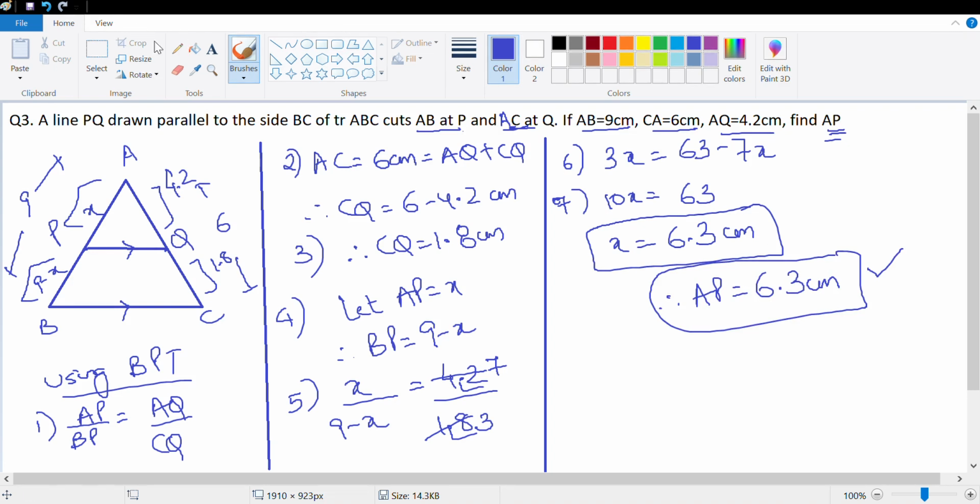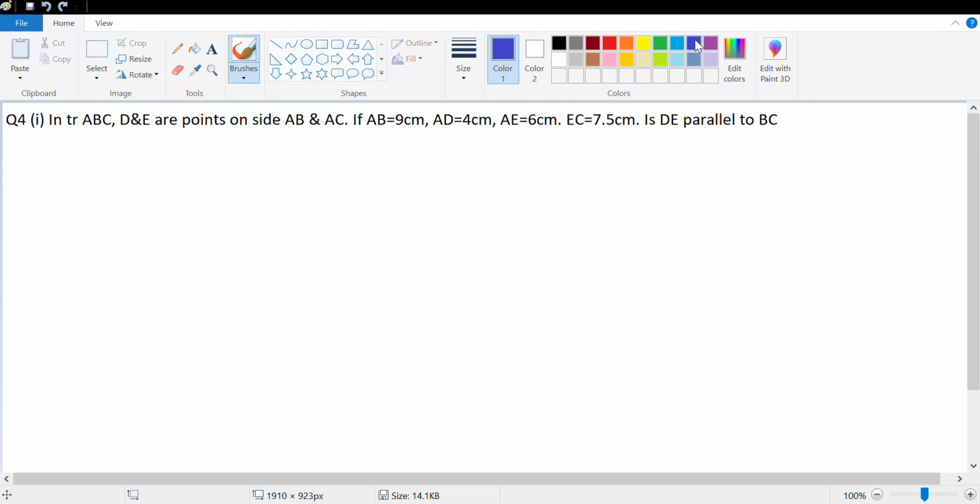The next question that we solve is question number 4, part 1. It says in triangle ABC, D and E are points on the side AB and AC. In a rough diagram, please. In triangle ABC, D and E are points on side AB and AC. So if this is point D and this is point E, AB is equal to 9 centimeters.